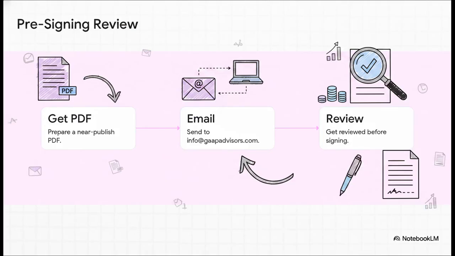But why stop at research when you can get direct expert validation? You can actually get your financial statements independently reviewed by GAAP advisors before you sign them. The process is incredibly simple. It's just 3 easy steps. First, get your financial statements into a near-to-publishing PDF format. Second, email that document directly to info@gapadvisors.com. And third, sit back and let GAAP advisors review it before you put your name on the dotted line. It is literally the ultimate peace of mind.